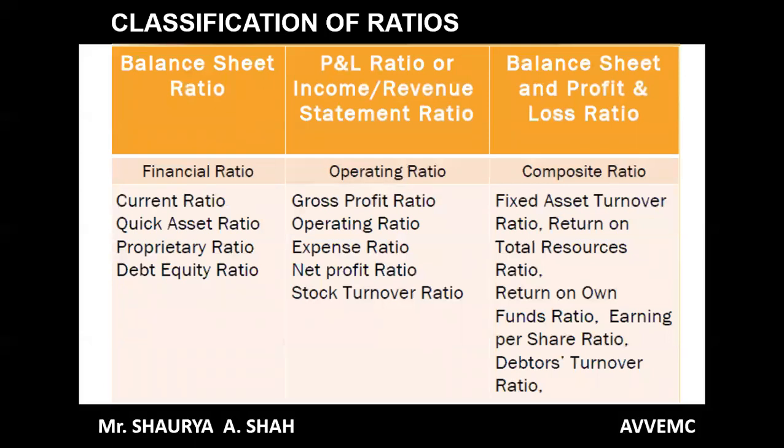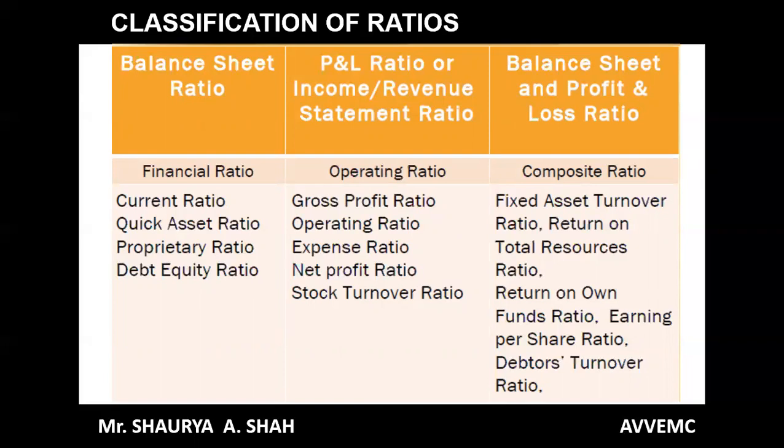Moving ahead, this table shows you the classification of the entire set of ratios. Whatever 12, 13, 15 ratios we have can be classified into these three heads. The first among them is balance sheet ratio. These are generally the financial ratios related to the balance sheet. In that, first is current ratio. We will see each and every ratio in detail, students, with all examples and formula. Just understand, current ratio is the ratio of current assets and current liabilities.